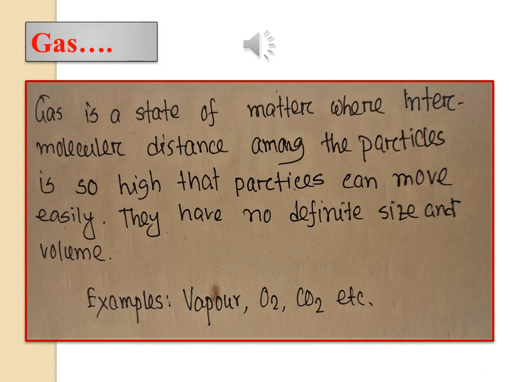So now about gas. What is gas? Gas is a state of matter where the intermolecular distance among the particles is so high that particles can move freely or easily, and they have no definite size and volume. In the case of gas, intermolecular distance is so high and intermolecular attraction is very low, and that's why the particles of gas can move freely and easily, and for this reason they have no definite size and volume. We can consider the examples of vapor, oxygen, carbon dioxide, etc.